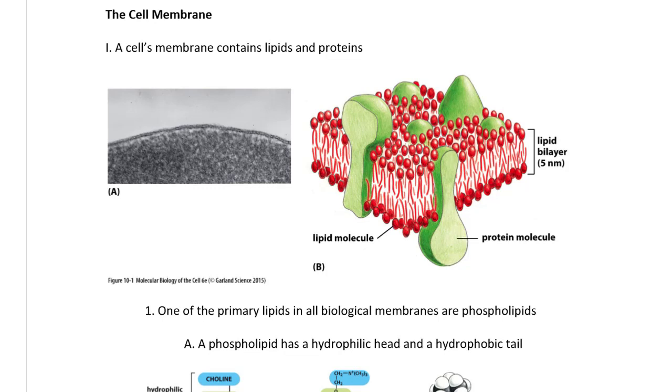Okay, so moving on from enzymes to the cell membrane, and there's just some basic information about the cell membrane because this is going to be important to what we'll be talking about in section 2. A cell's membrane contains lipids and proteins. And this is just a cartoon of the cell membrane being shown here.